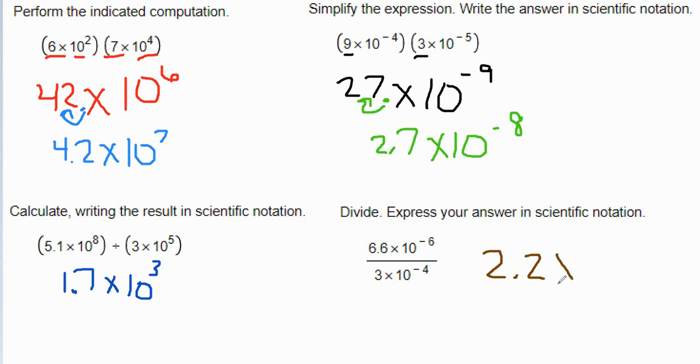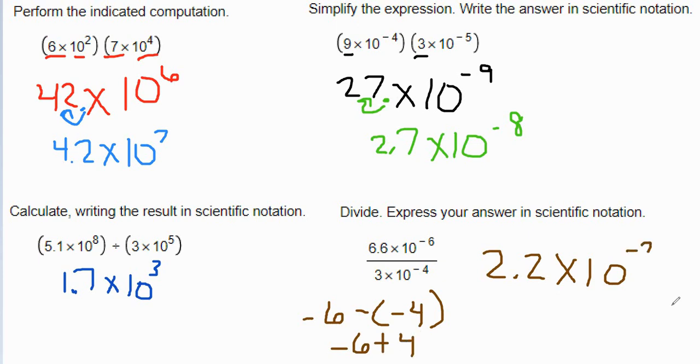And then for the exponents, don't be thrown off. The negative 6 minus a negative 4, write this out just so we can see it. The negative 6 minus a negative 4 is really the same thing as negative 6 plus 4, which is negative 2. A lot of students will just write negative 10 for the exponent. In this case, negative 6 plus 4 is a negative 2. And our answer is 2.2 times 10 to the negative 2 power.